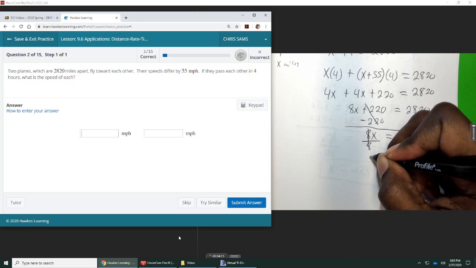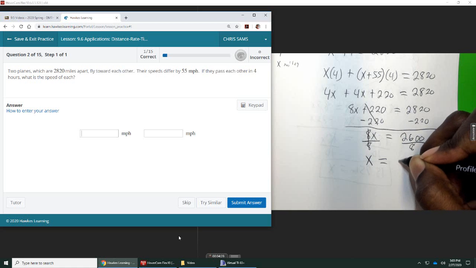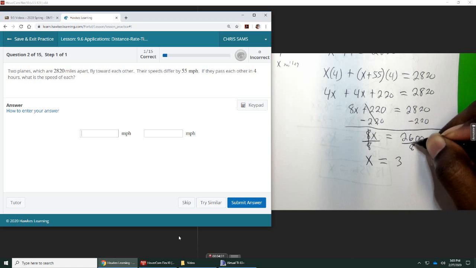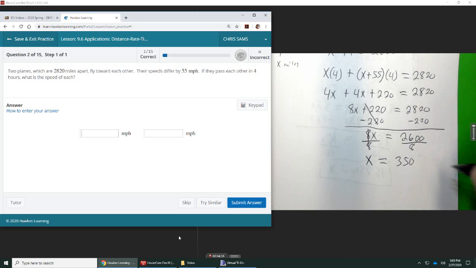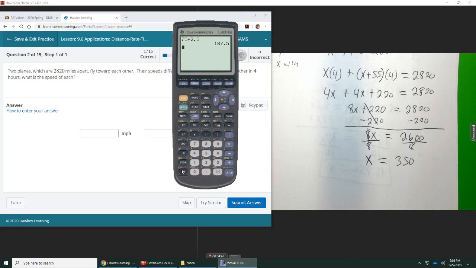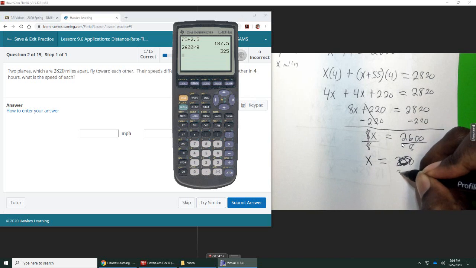So 8 divided by 8 is 1, so we get that x equals... it goes into 26 3 times, 24, and so on. Let's double check, make sure. So I'm going to do 2,600 divided by 8. 325. So I did make a mistake here. So 325 will give us the speed of one plane.